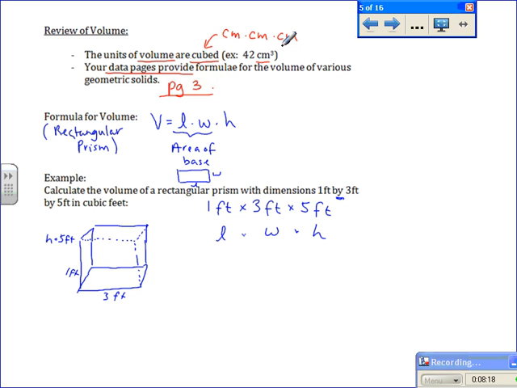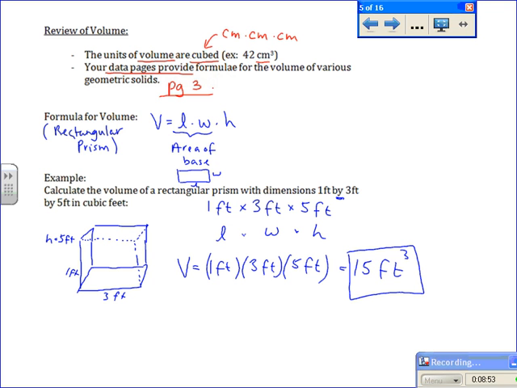So again, we're just using this formula: V is equal to those three dimensions multiplied together, so length times width times height. It's 1 foot multiplied by 3 feet multiplied by 5 feet, and 1 times 3 is 3, 3 times 5 is 15, and your units are feet. How many feet did you multiply together? 1, 2, 3. You multiply feet by itself 3 times, that's feet cubed. So our answer is 15 cubic feet for this question.